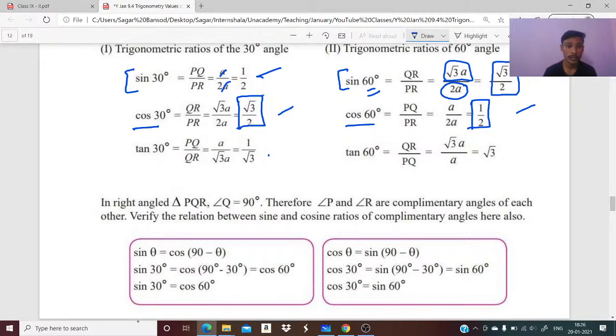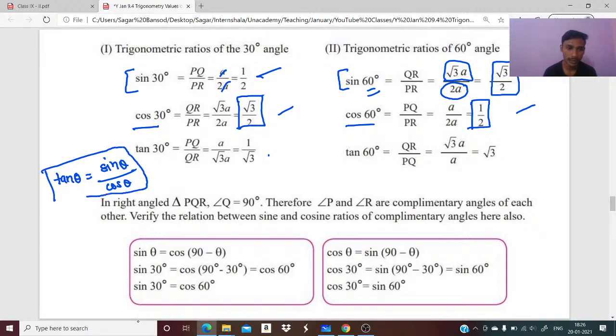Now I hope you are already aware that your tan theta is given by sin theta upon cos theta. If you are not aware, you can take note of this, or write in your notebooks that tan theta is also equal to sin theta by cos theta. Since you have the values of sin 30 degree and cos 30 degree, you can find out the value of tan 30 degree, right?